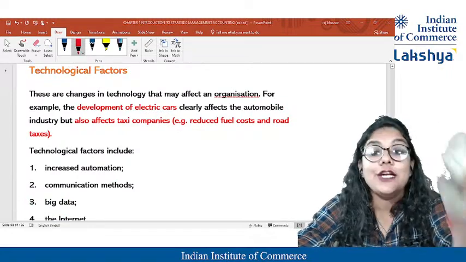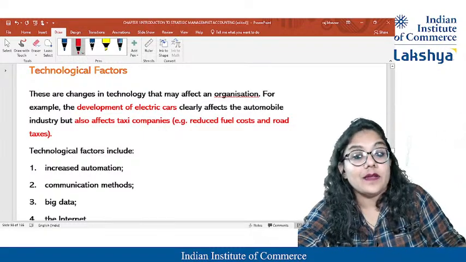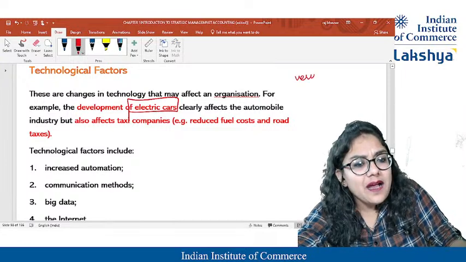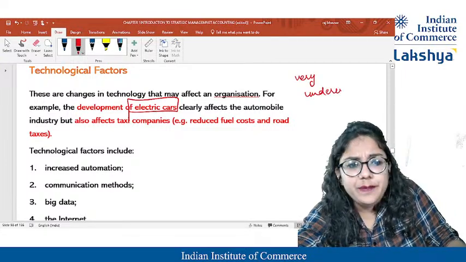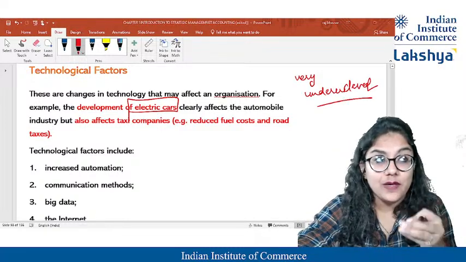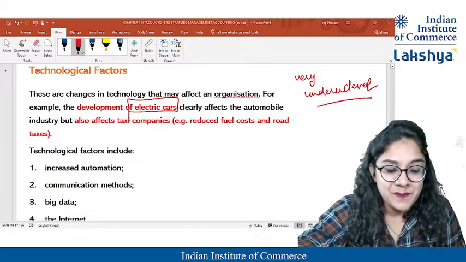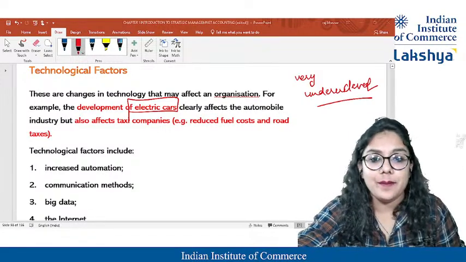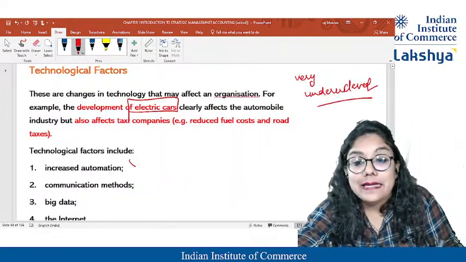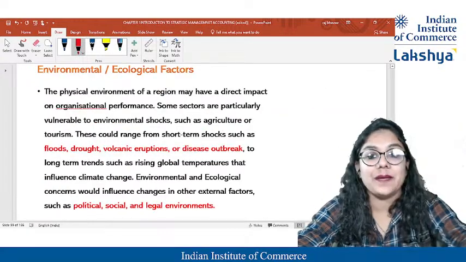Then we have the technological factor. If you are developing an electric car in a very underdeveloped country where people don't even buy a normal car and use cycles, it will not work. But in a high-tech country, it is fine. Technological factors include increased automation, communication methods, the internet, extranet, everything.